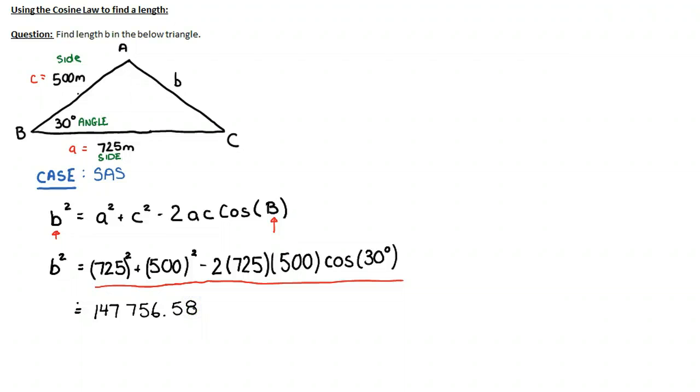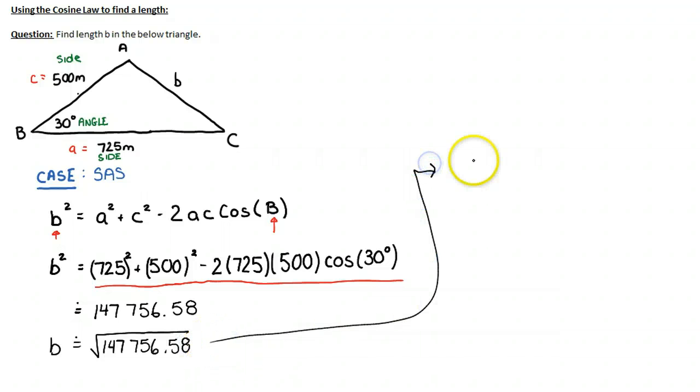That is what you should have gotten. Again, you could have taken it to more decimal places. So therefore, b is approximately equal to the square root of 147,756.58. And we're just going to continue our work up here. So b is approximately equal to 384.4 meters. And now we've successfully solved that unknown length by applying the cosine law.